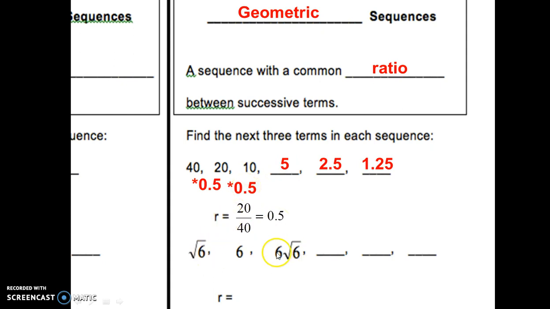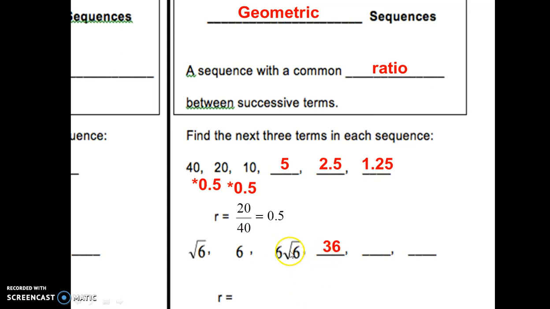In this one, it's maybe tougher to spot what the multiplier, or the ratio, is. But when you have a root of a number and then just a number, you may remember that if you multiply a root by the same root, so if you multiplied root 6 by root 6, the roots would disappear and you'd be left with 6. So the thing to multiply this by here is root 6. Let's confirm that from here to here we also multiply by the same thing. So 6 times root 6 gives us 6 root 6. That's great.